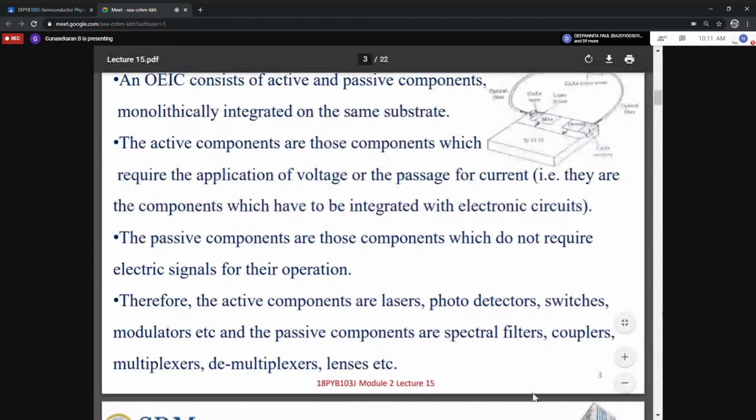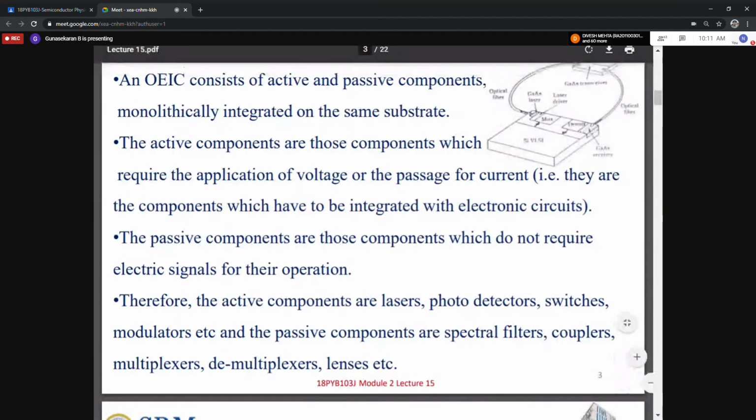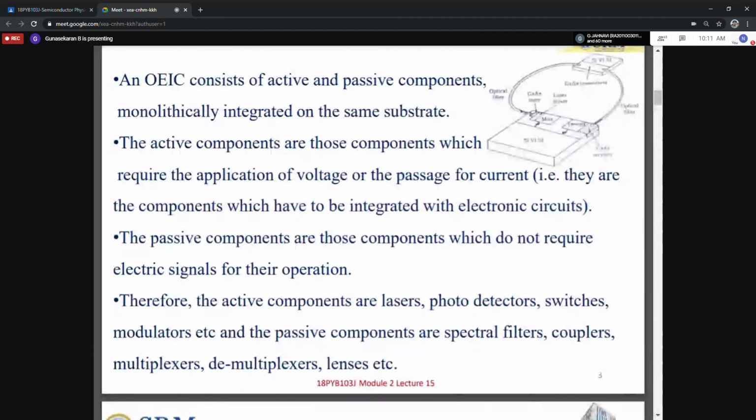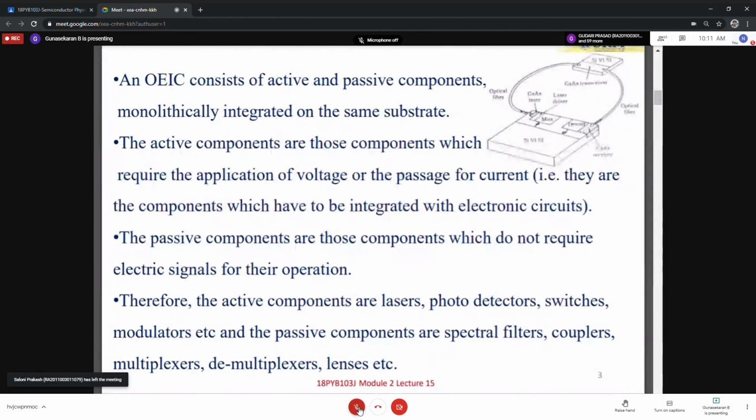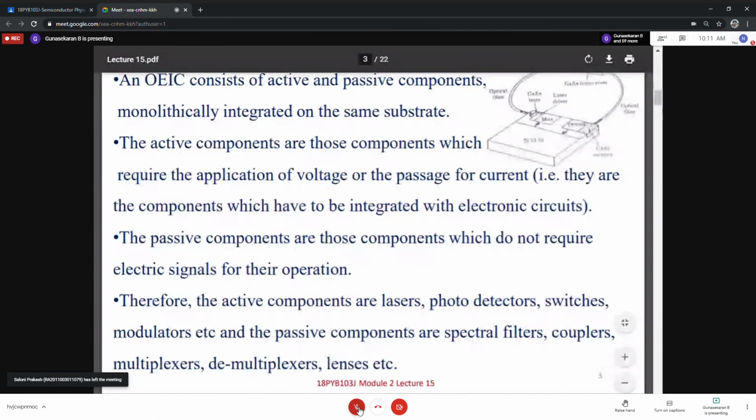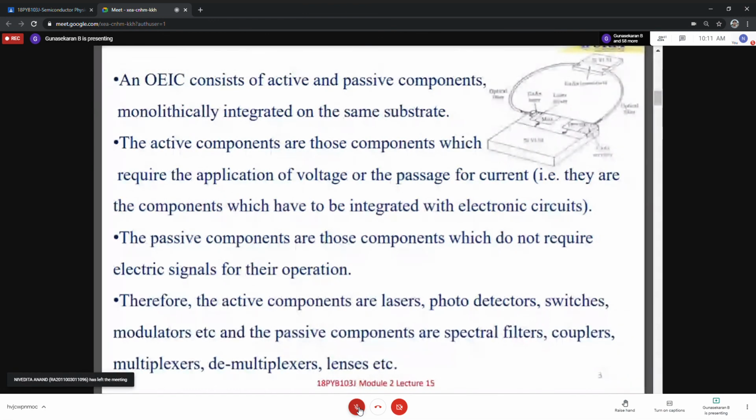And especially for optoelectronics, we are using some lenses also. So you fabricate all these things in a single chip here. That is OEIC technology, optoelectronic integrated circuit technology. Do you understand what I'm telling? Say yes or no? Yes, sir. Once you see the diagram of this OEIC, I think you will understand very clearly.